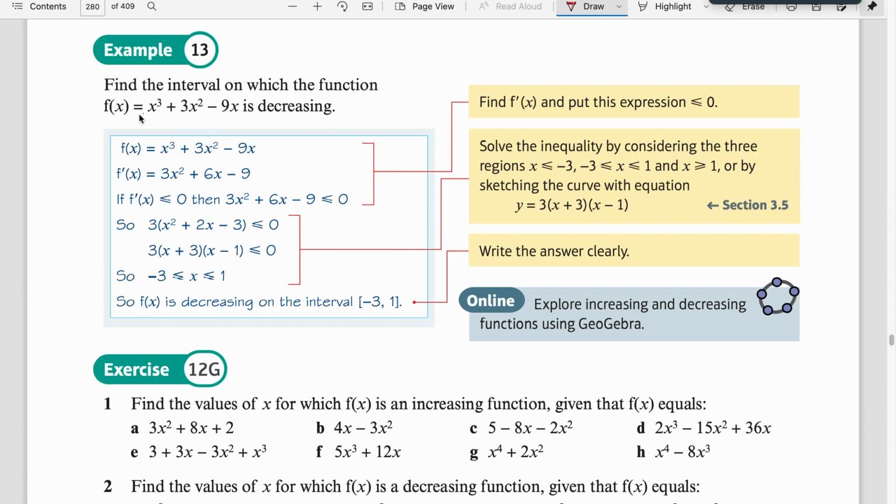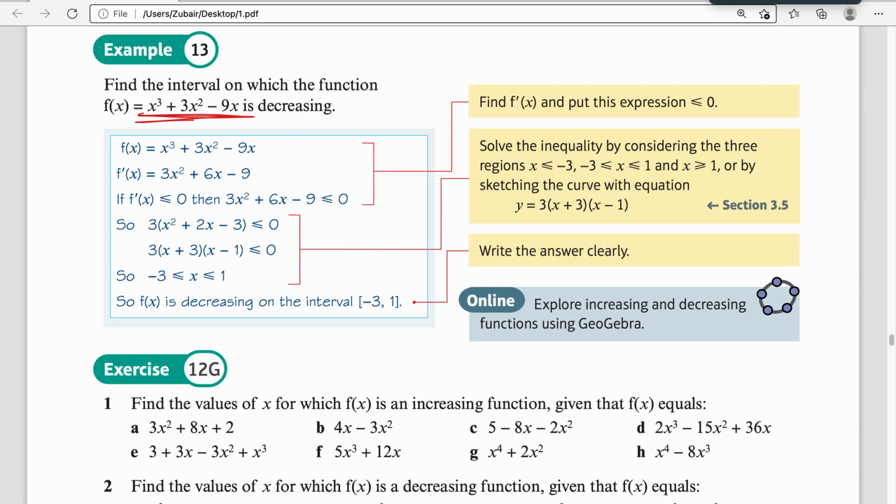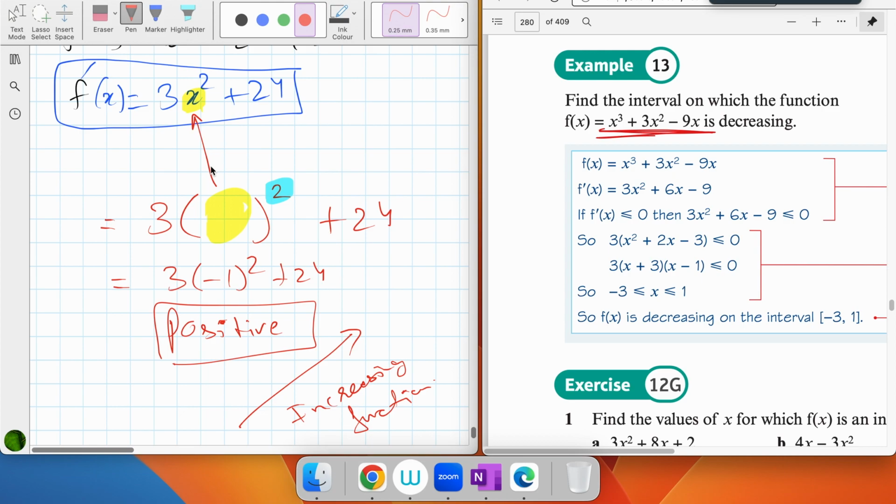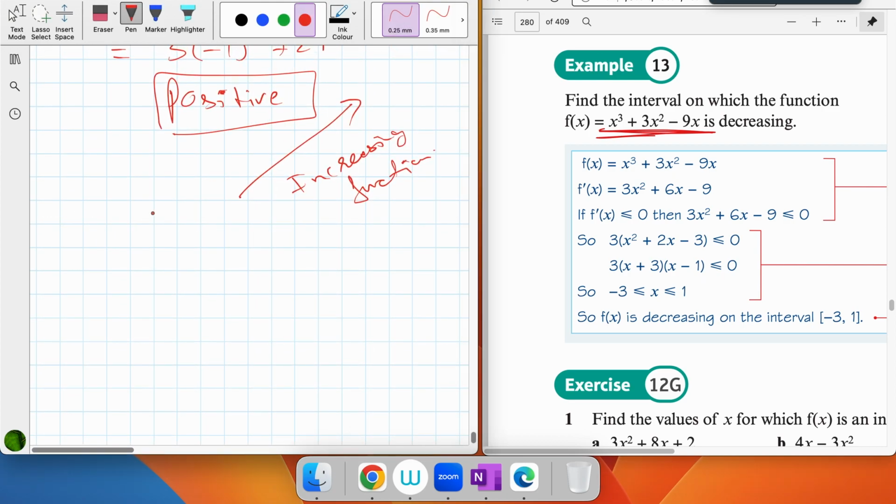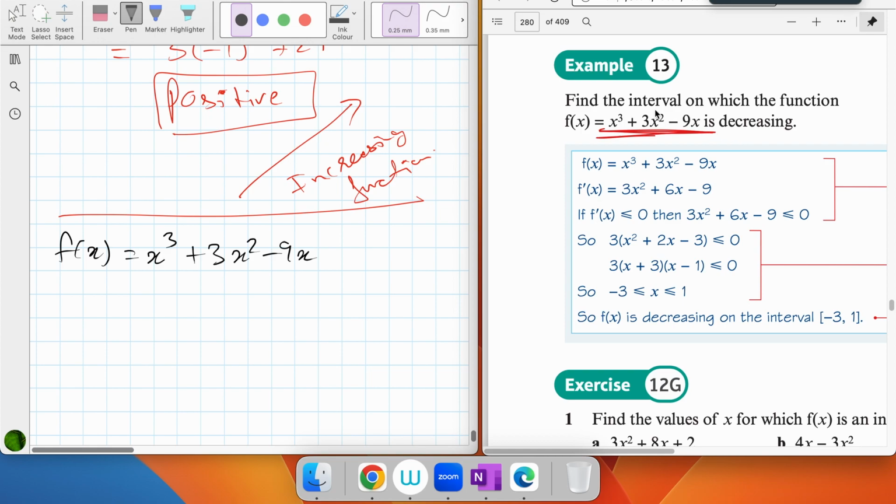Find the interval on which the function is decreasing. First we copy this function: f of x equals x cubed plus 3x squared minus 9x. Now we need to find the interval on which the function is decreasing.